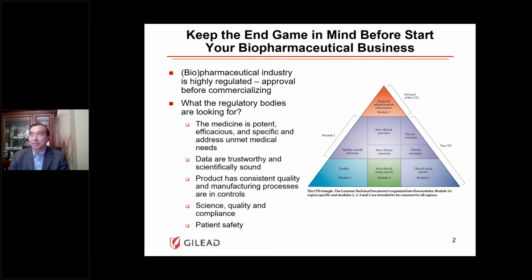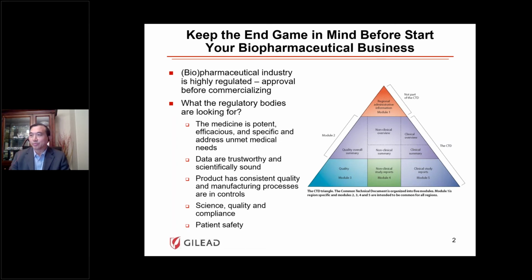So we need to keep our end game in mind before you start your business. So from that perspective, what are the regulators looking for? They are looking for the evidence that the medicine you are putting into the market is potent, efficacious, and specific. That is, the benefit outweighs the risk of your medicine and addresses unmet medical needs. As Kylie already talked about, unmet medical need is very important for you to be able to have a medicine get into the market. And the regulators are also looking for the evidence that the data you collected along the way are trustworthy and scientifically sound.